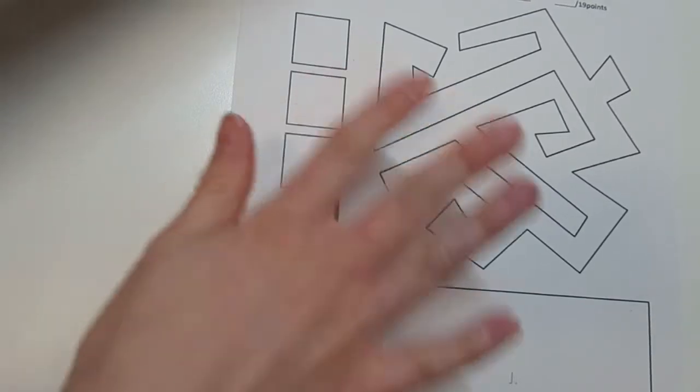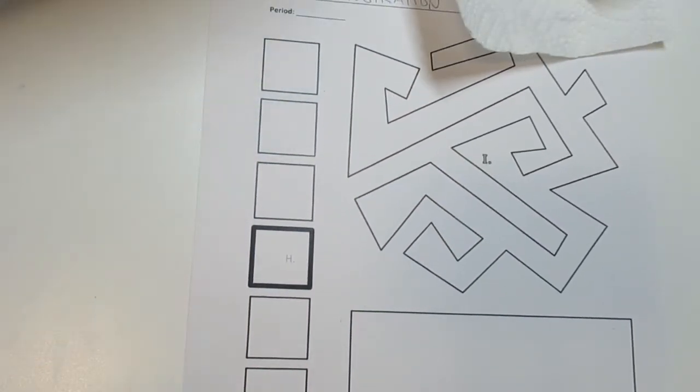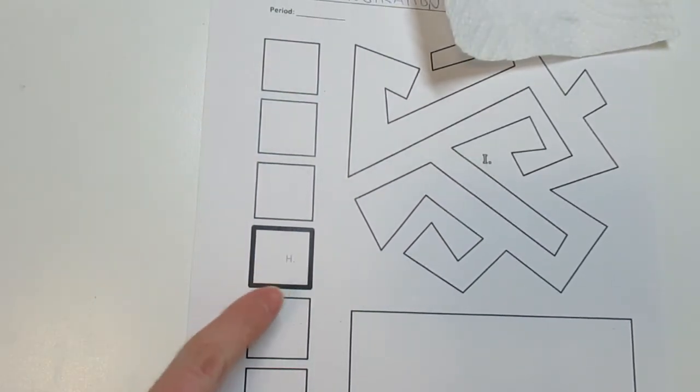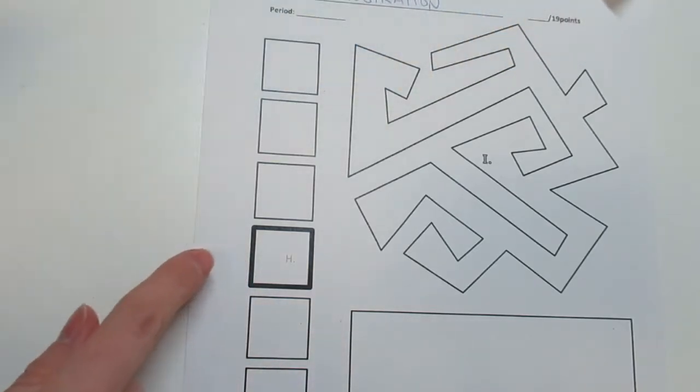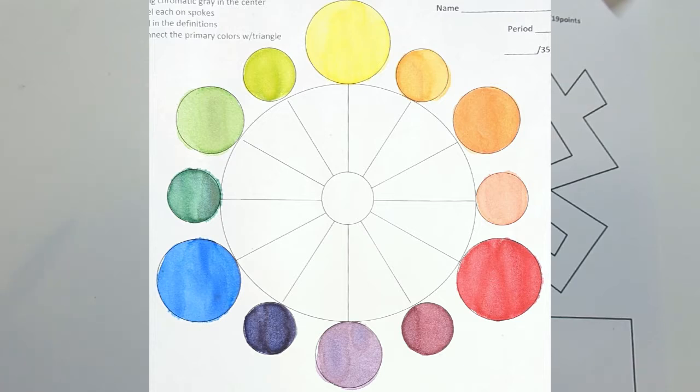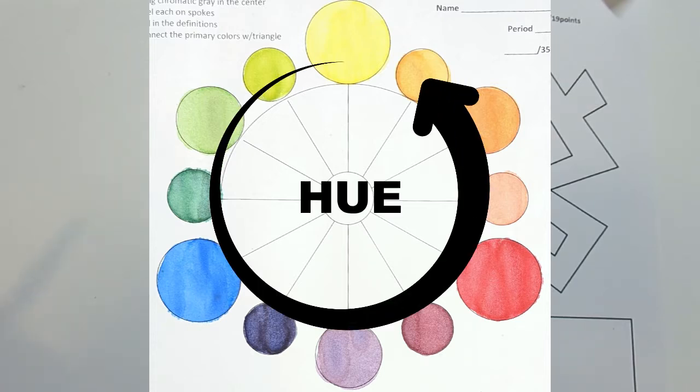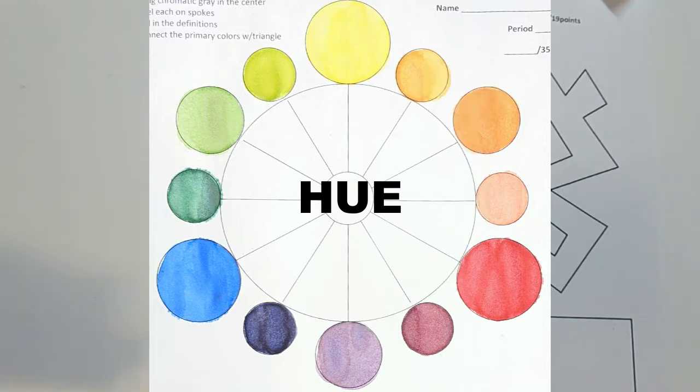For this next page of the practice shapes, I am going to do activity H. And H says, analogous colors are adjacent on the color wheel. Moving around the color wheel is a change in hue. So if you can think of it like a change in color as most people understand it, though color really has different dimensions to it.